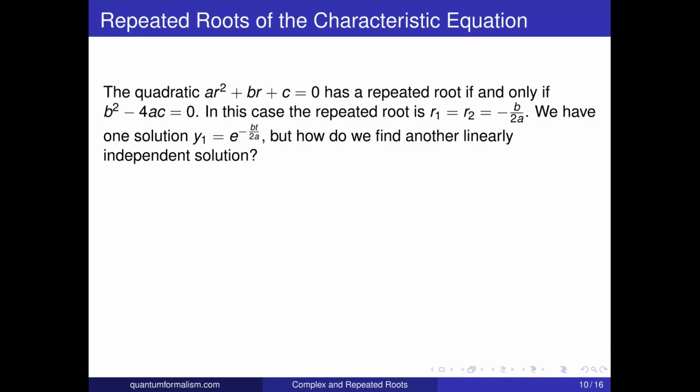Next, we'll move on to talking about repeated roots. All right, so when do you get a repeated root from a quadratic equation? Well, if you look at the quadratic formula, it's exactly when that term inside the square root is 0, right? The b squared minus 4ac appearing in the quadratic formula. If that is equal to 0, then you'll have a double root, right? All right, so you have a repeated root if and only if b squared minus 4ac is equal to 0. And in that case, your root that is repeated, as you can see from the quadratic formula, is minus b over 2a.